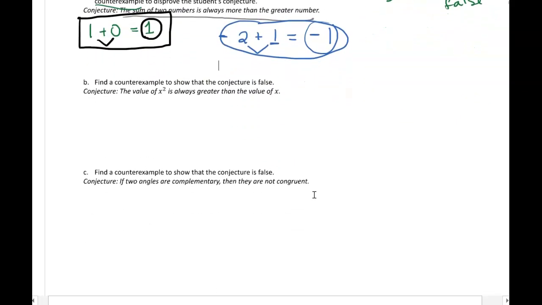All right, I want you to pause this video and I want you to try to find a counterexample of B and C, and then we'll go over them. So go ahead and pause this, work through B and C, and then hit the play button again, we'll go over it.